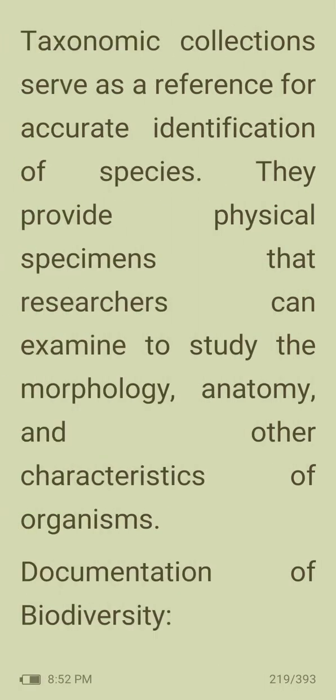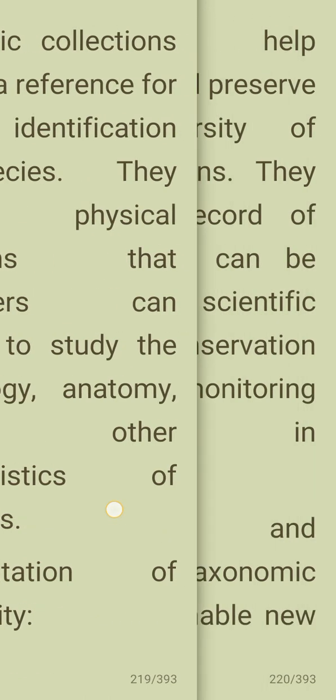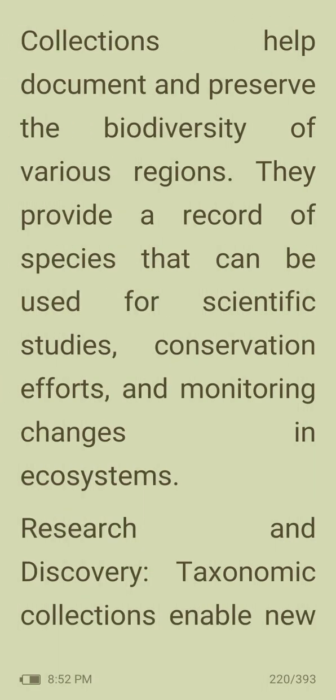Reference material. Taxonomic collections serve as a reference for accurate identification of species. They provide physical specimens that researchers can examine to study the morphology, anatomy, and other characteristics of organisms. Then, documentation of biodiversity. Collections help document and preserve the diversity of various regions. They provide a record of species that can be used for scientific studies, conservation efforts, and monitoring changes in ecosystems.